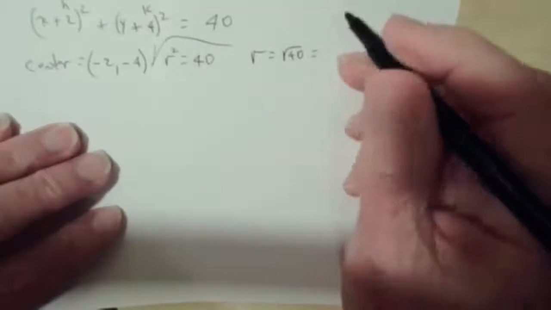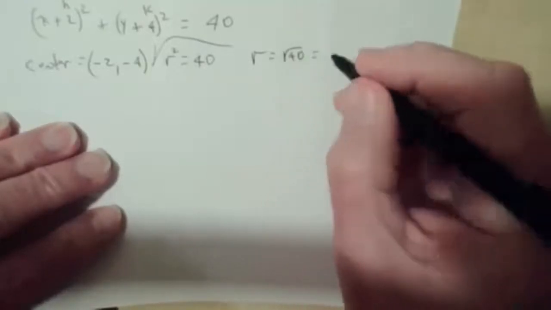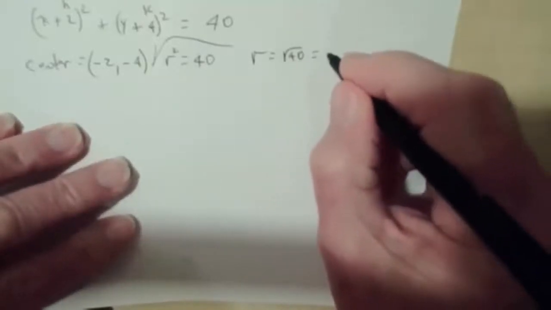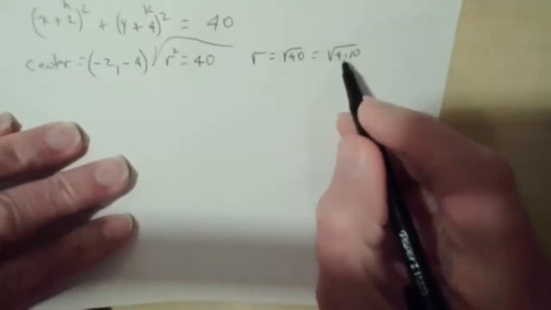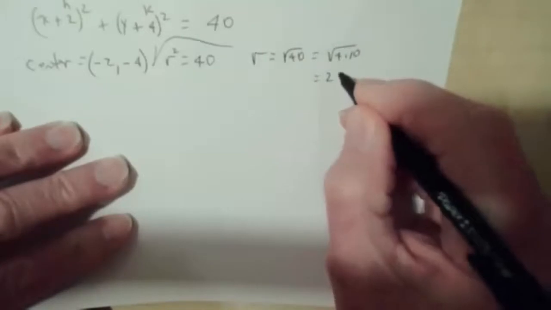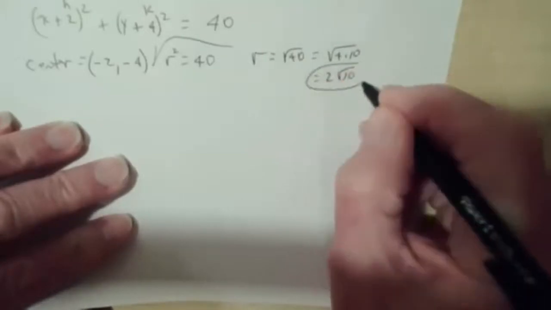we can factor this into the square root of 4 times 10. Square root of 4 is 2 times the square root of 10. Right? Right.